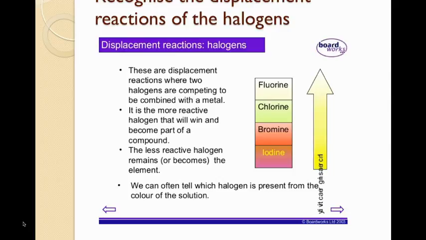Halogens have the ability to displace or take the place of other halogens. This happens when they are competing to be combined with a metal. It is always the more reactive halogen that will win and become a part of the compound. The less reactive halogen remains in its elemental state. We can often tell which halogen we're going to get, or that we have gotten, from the color of the solution that we get.